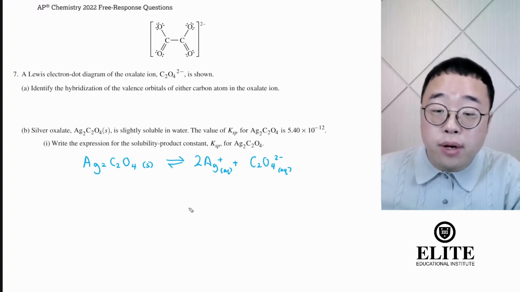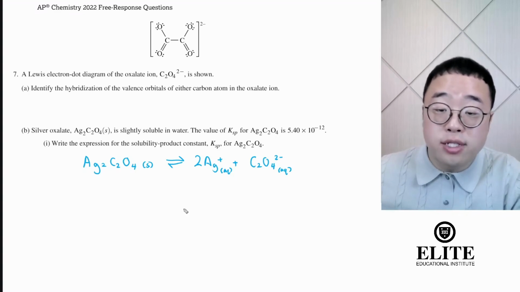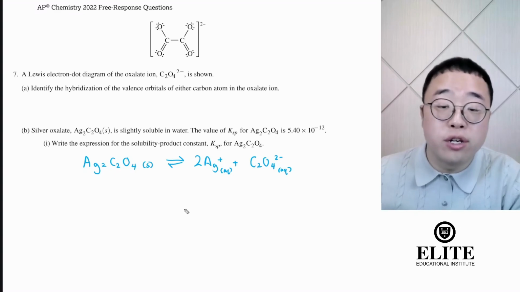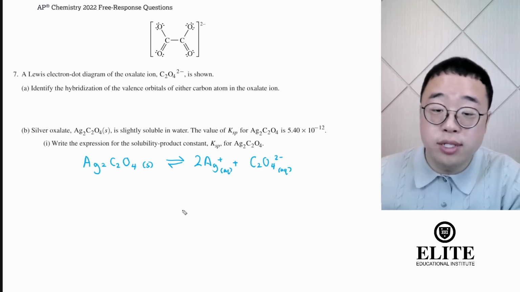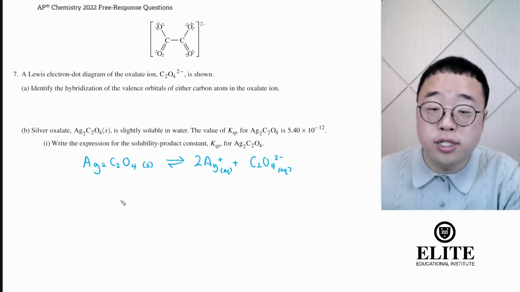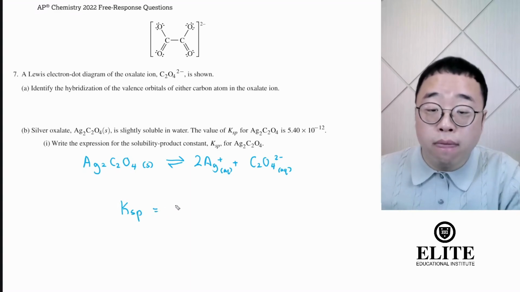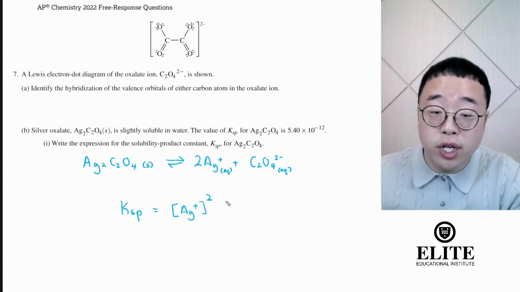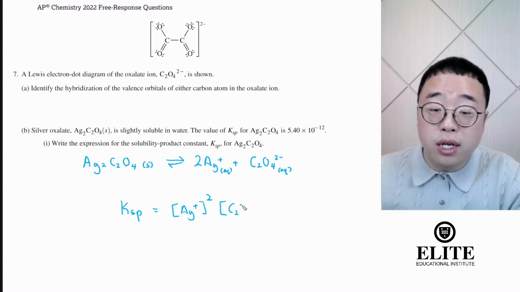Now, remember, for all equilibrium constants, including the solubility product constant, we do not include pure solids or liquids. Hence, for the expression for the solubility product constant, we have Ksp equal to the concentration of the silver ion squared times the concentration of the oxalate ion.